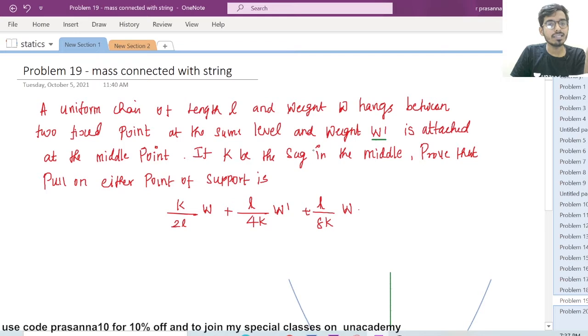If K is the sag in the middle, prove that the pull on either point, that is the tension at both points, is K by 2L W plus L by 4K W dash plus L by 8K W. This is what we need to show. Since the chain is uniform, the tension at A is the same as the tension at B. So we will show that the tension at A is K by 2L W plus L by 4K W dash plus L by 8K W, same as the previous problem.